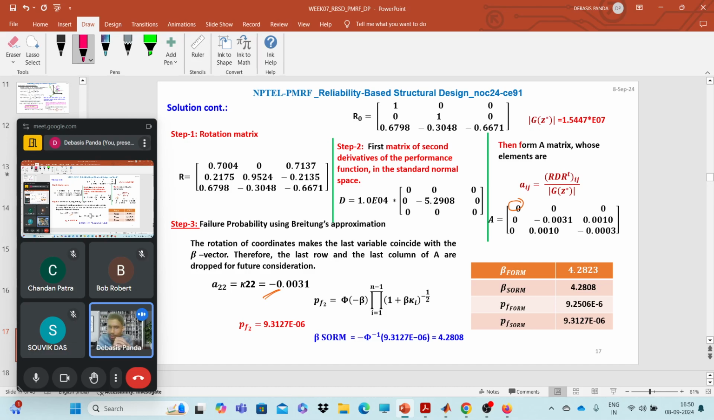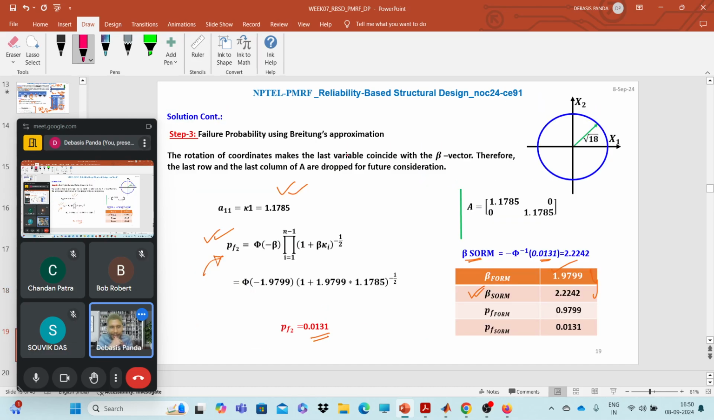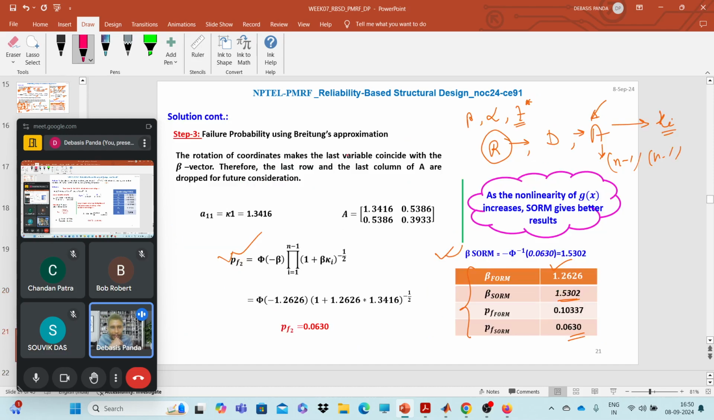Now the question is, for example, if we consider this problem, beta from FORM gives me a 1.26 value, but SORM gives me 1.53. So if you go with the FORM value, that means you are underestimating your design. Yes or no, Bob? Yes, because the failure probability is higher. So for the safer side, we need to go up to the actual order of this nonlinearity.